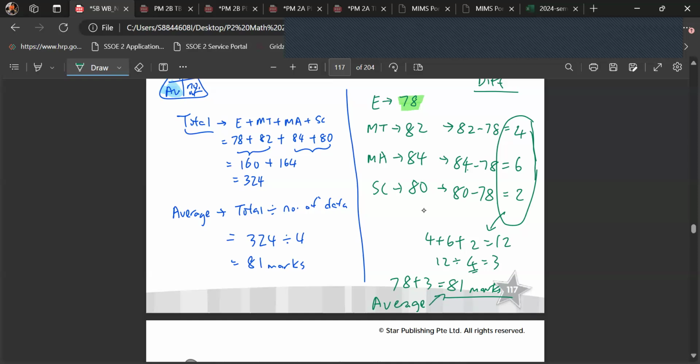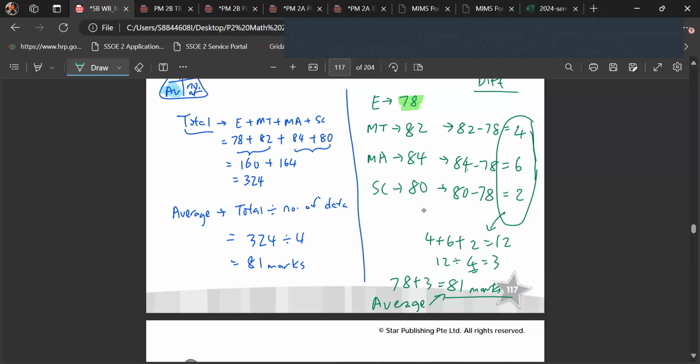Do you understand what's happening here? On my right, I'm dealing with smaller numbers. 4 plus 6 plus 2 equals 12. 12 divided by 4, 3. 78 plus 3 equals 81. Stop. But how is this possible?